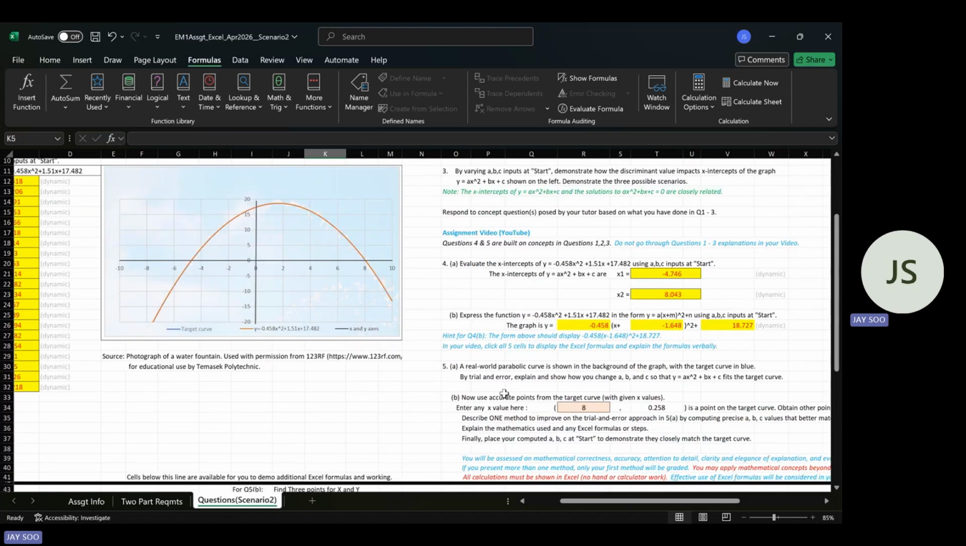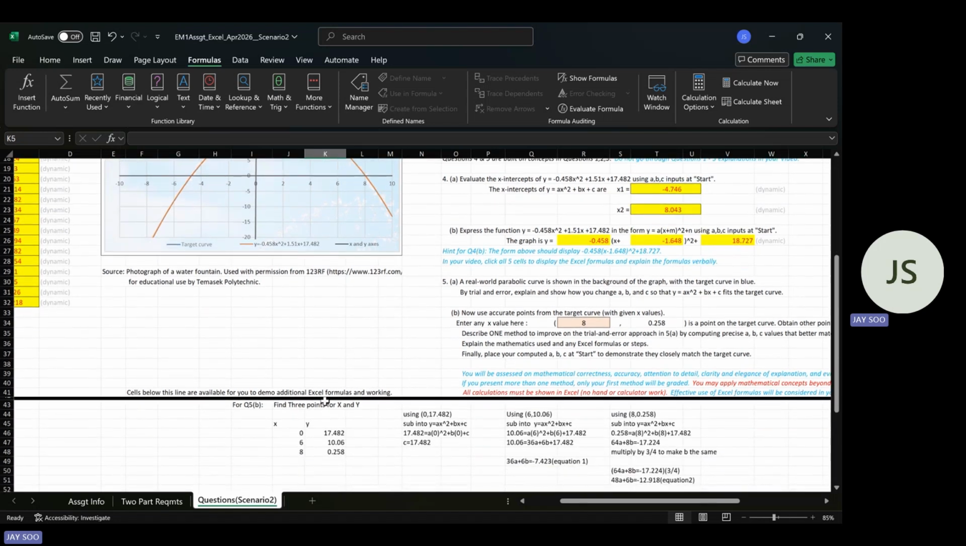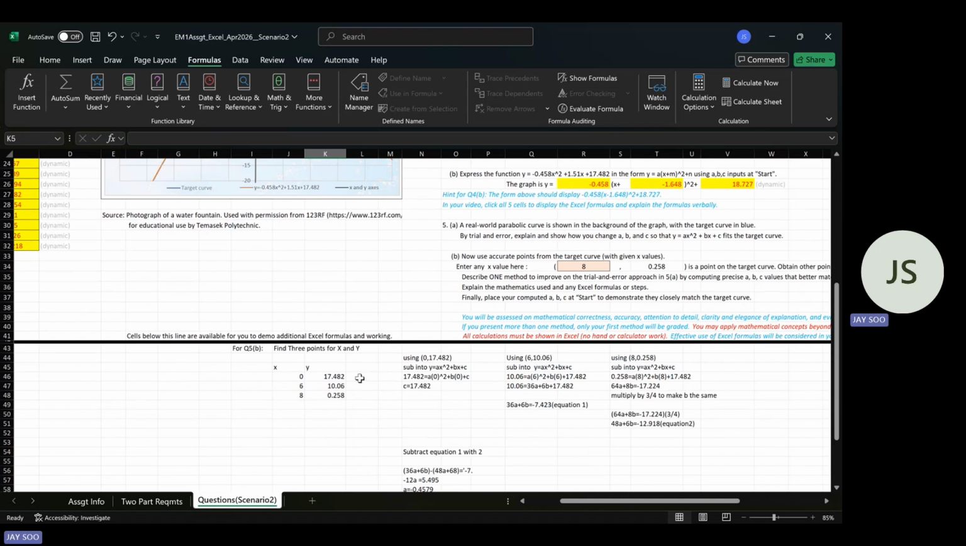For 5b, we have to find a better way to match the graph instead of using this trial and error method. For what I did, I used simultaneous equations. I found 3 points on the target curve, which is over here. I used the first point to find C. Since 0 will be sub in to the x, A and B will be cancelled out, and C will end up being 17.482.